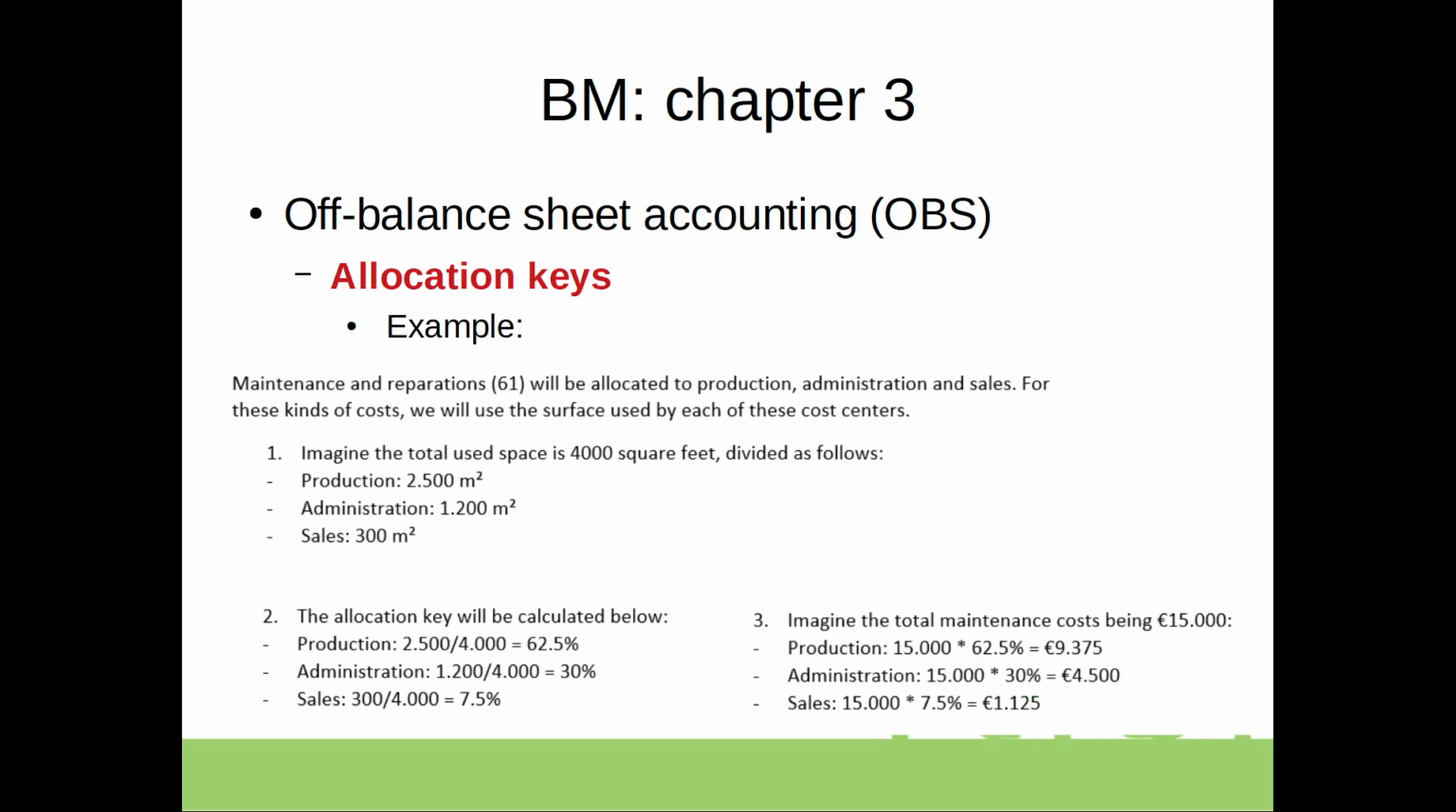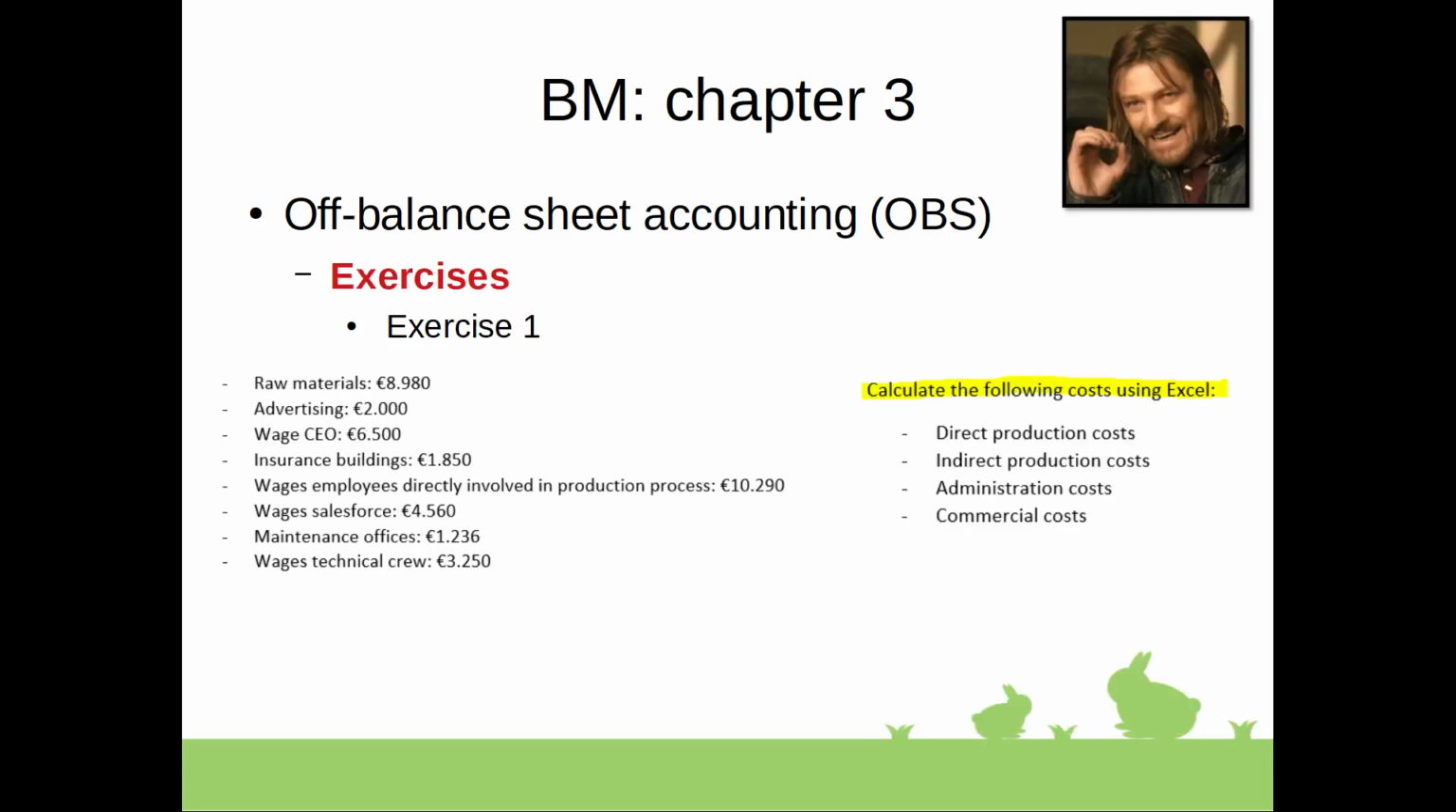In the end, if the total maintenance cost is 15,000 euros, we will unleash the allocation keys on this number, and then we will find, for example, that production will be attributed 9,375 euros of the total cost. They use the most amount of space, that's why they will carry the biggest cost. Okay, excuse me, this is how an allocation key works.